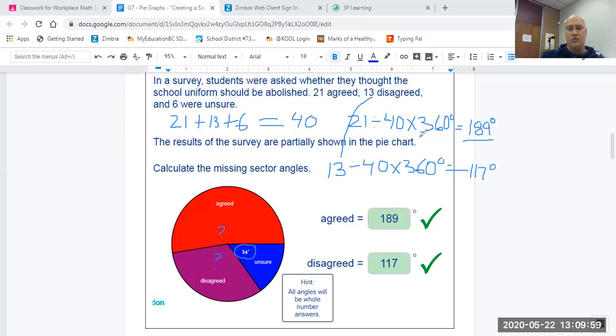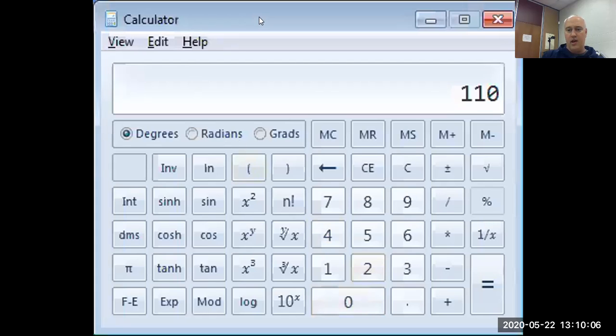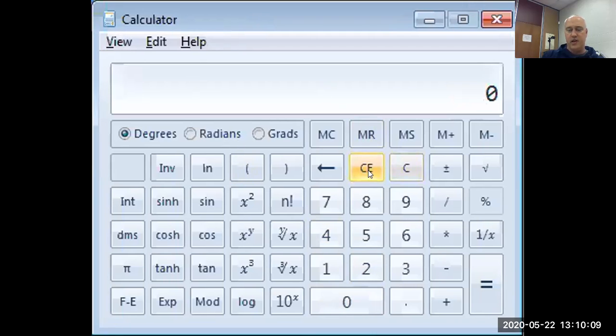So let's see how we can do that using our calculator. I'm just going to switch to my calculator here, and we will take a look at that. What we would need to do firstly is add up those three numbers: 21 agreed plus 13 disagreed plus 6 unsure, which is 40. So we know that the total is 40. Keeping that number in mind, we need to then take 21, the agreed, divided by that total we just got, which was 40. And then we could press equals if we want, but we don't have to.